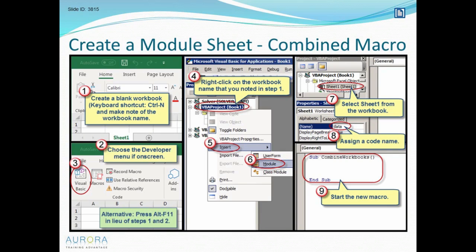So this data tab is where I'm going to stack all the data from these other workbooks, and then I'll start a new macro. I'll call it combine workbooks. And so we'll put sub combine workbooks and press enter. That will add the parentheses and then also add the words end sub to end that macro.